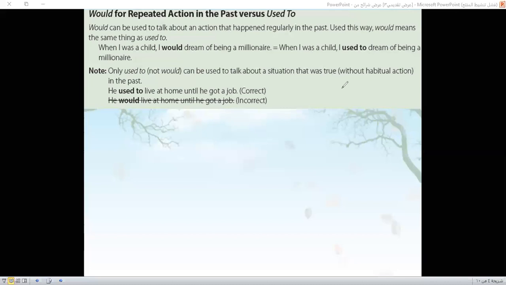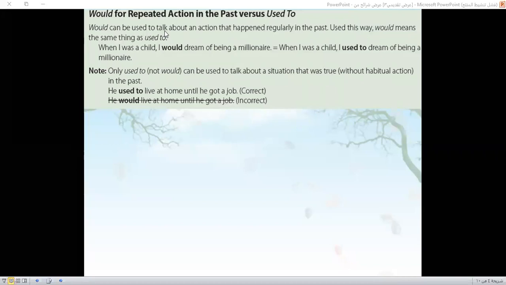It's used to, but instead we're going to put would. They would mean the same thing. Yes, very good. It's the same thing. Sometimes I would use would for repeated action in the past, and it would mean the same thing as used to.